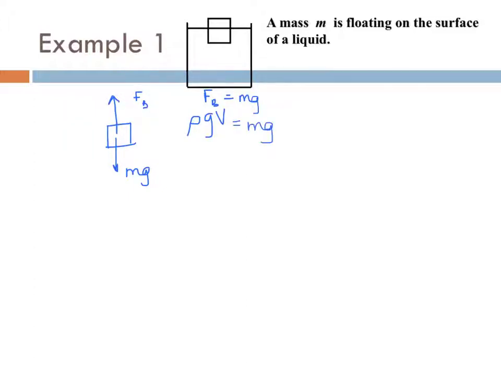So always start off the problem by drawing your free body diagram, then writing the sum of the forces. Then depending on what information you're solving for, you can go from there. Now remember, our volume here is only going to be the volume of the amount of the object submerged. So it would only be this amount of volume.